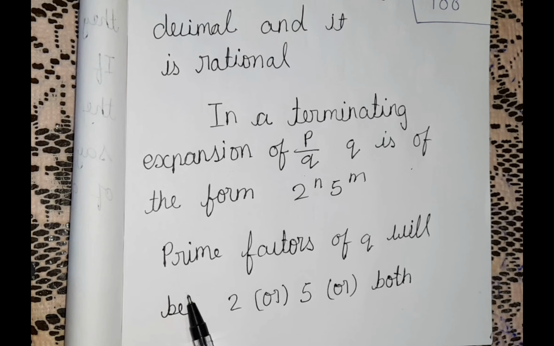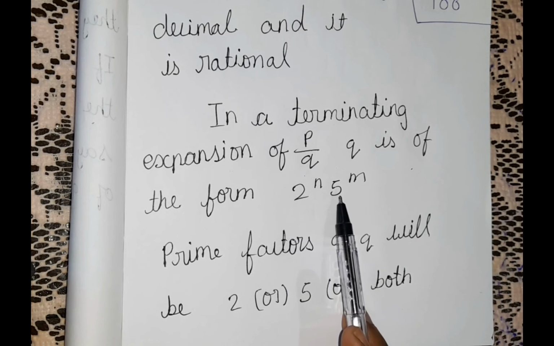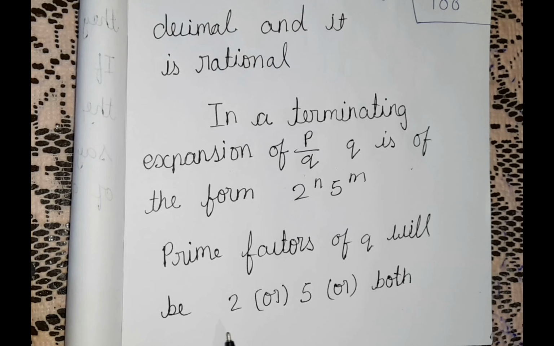After that we wrote: prime factors of Q will be 2 or 5 or both. So of course the form is 2 power n and 5 power m. So we might get 2, or we might get 5, or sometimes we might get both. Okay, so this is the answer for this first part.